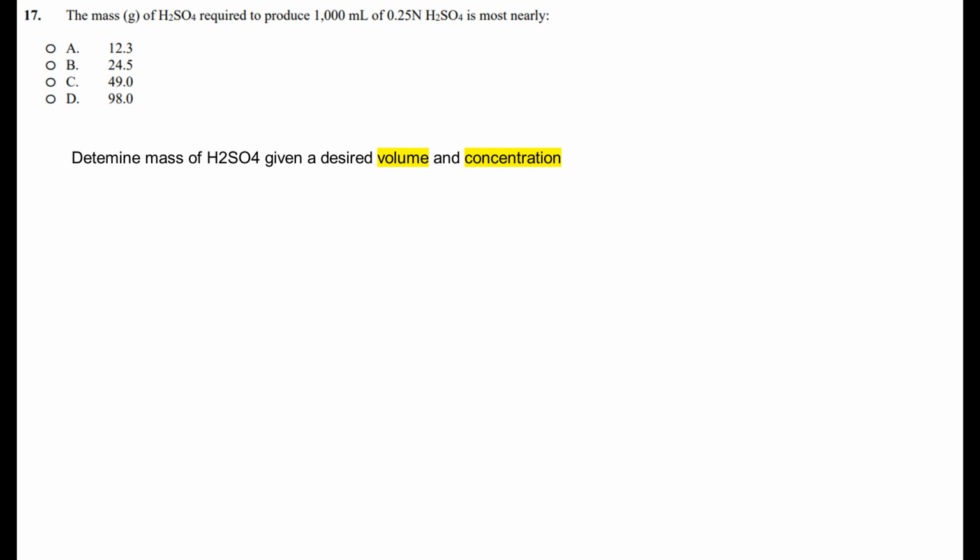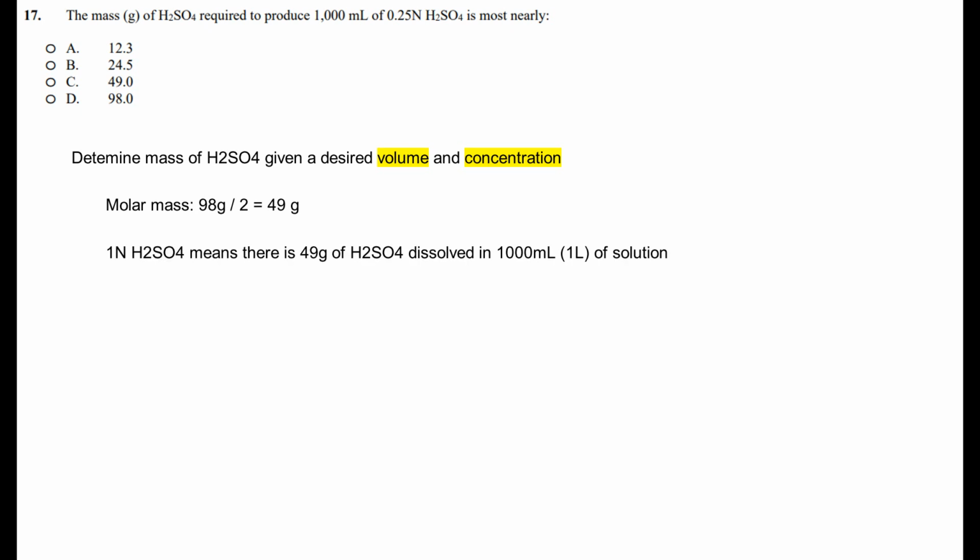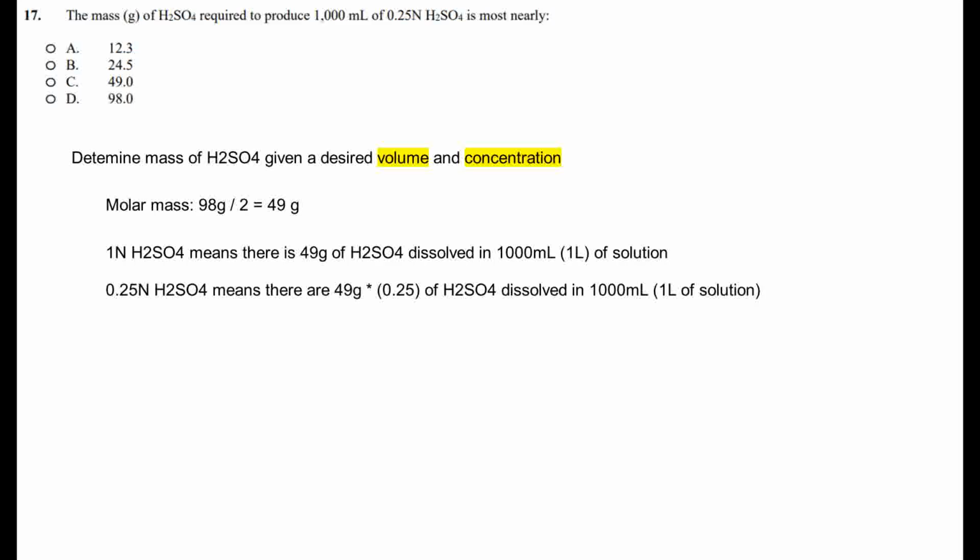concentration. We can do this by determining the molar mass, dividing by 2 because it's a dibasic acid, and making use of our principles, where 1 N of sulfuric acid means there's 49 grams of sulfuric acid dissolved in 1 liter. We can divide this value by 0.25 and we get approximately 12.3 grams of sulfuric acid. So the correct option is A.